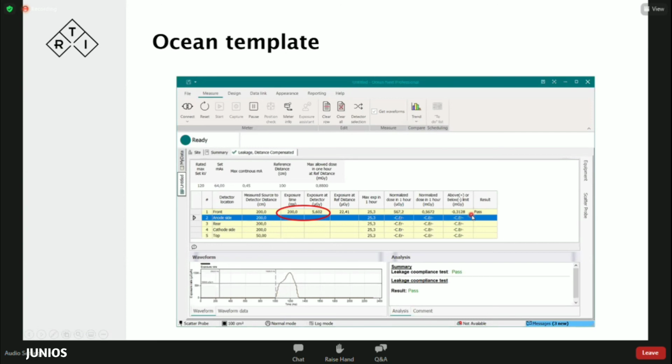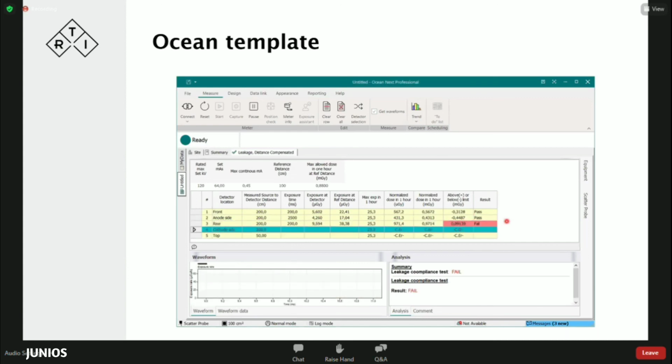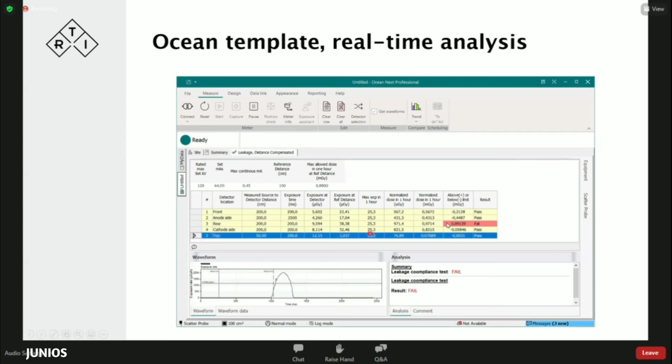We mentioned earlier that we have to take leakage measurements on several locations. So we just go through that. Up here we see a fail. Why could that be? One of the reasons there could be a fail here is because we didn't account for the actual distance from the detector to the source, which is actually 75 centimeters instead of 200 centimeters. So if we just make sure that we are using the actual information on the template, we can correct that, and then the fail disappears.